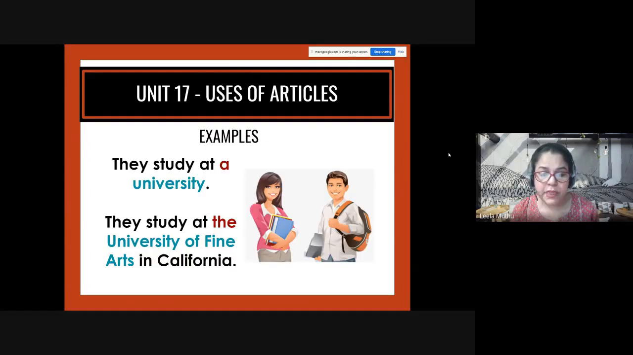Now, for example, they study at a university. Like I told you, a will come before a noun, even if it starts with a vowel, if it gives a consonant sound like y. And this is indefinite because they're talking about any university. But watch how I use the. They study at the University of Fine Arts in California. Here it's a very specific university, so we are using the.